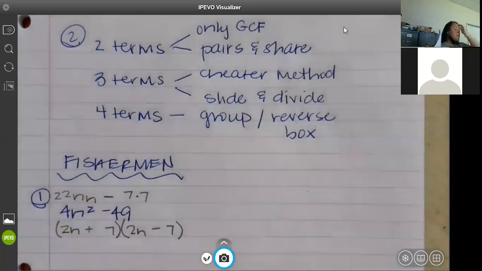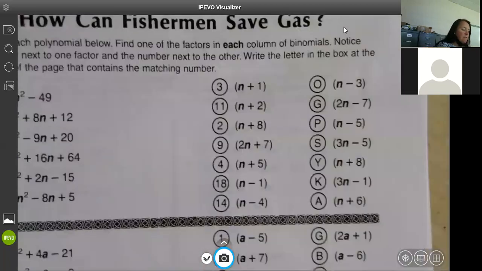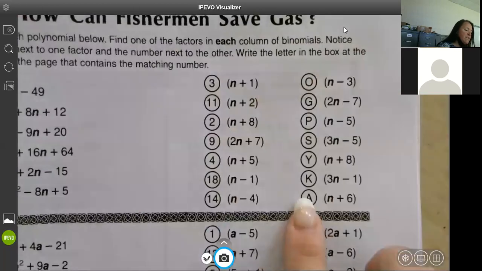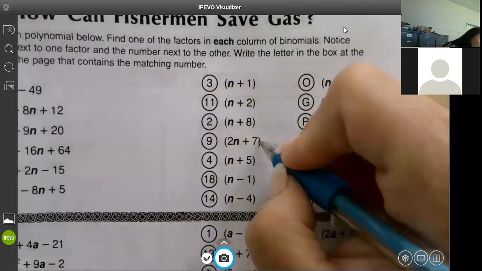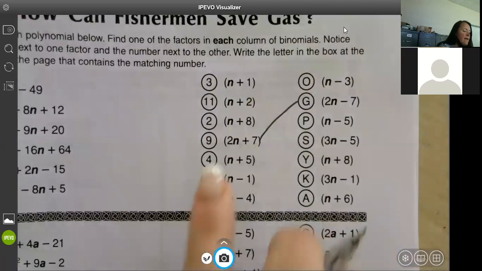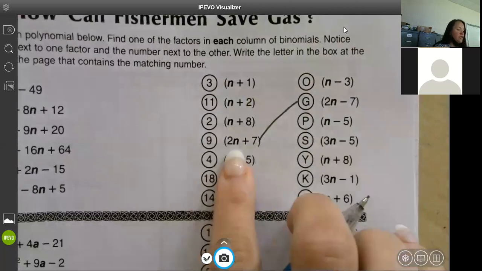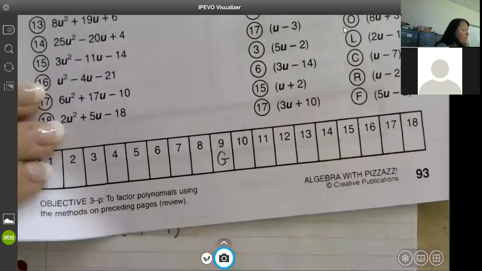Okay. All right. So then what you're going to do on this paper is you're going to come to these numbers right here in these letters. And we had 2n plus 7 and 2n minus 7. And you're going to connect those two. 2n plus 7, 2n minus 7. That means number 9 at the bottom, you fill in with a G. So we go to the bottom. Number 9, you fill in with a G. Got it? All right, we're going to do a couple more so we can go over that.